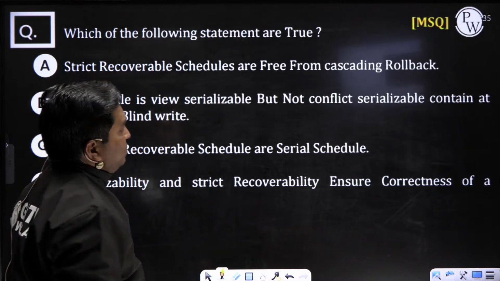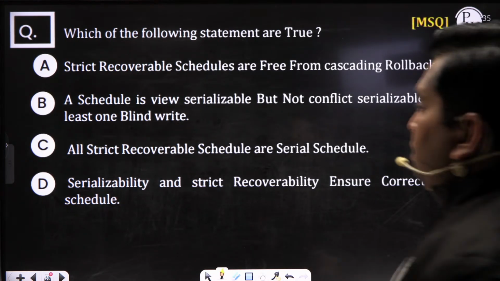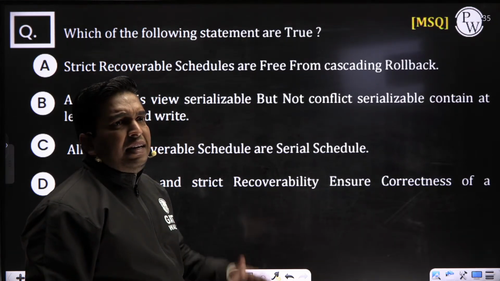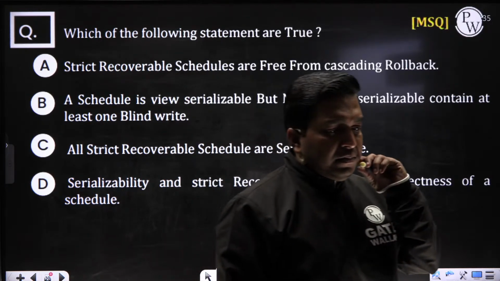Now solve this one, beta. Everyone solve this one. It is an MSQ, my dear, and more than one option may be correct. Kindly let me know what the correct answer is. Tell me fast, my dear.